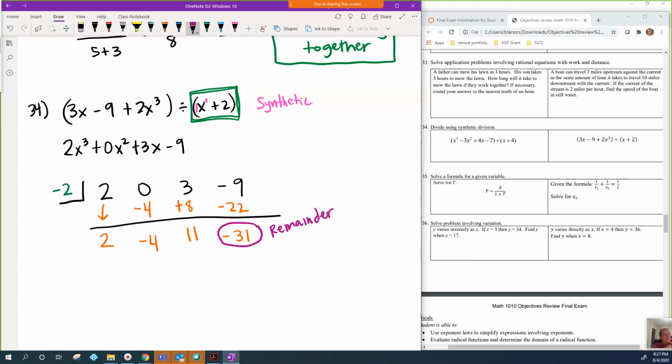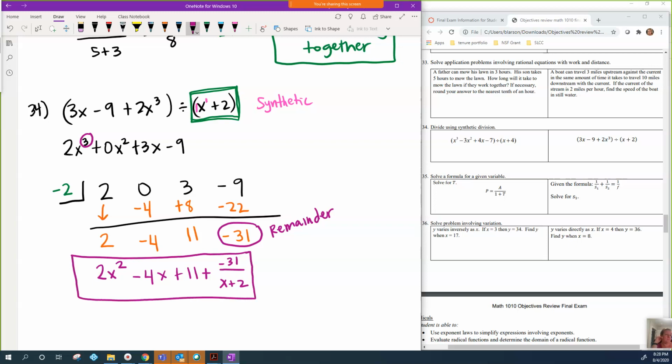Then I started with x to the third, so my answer is going to go 1 down from that. So I'm going to have 2x to the second. It started out as x to the third, so I need to reduce that by 1. So 2x squared minus 4x plus 11. Then write the remainder as plus -31 over whatever we were dividing by, that x plus 2, or you could just write it as minus 31 over x plus 2. Either one will be accepted. But you need to make sure you write your answer in this form. If you just leave it like I have here in orange above, you're going to miss it, right?